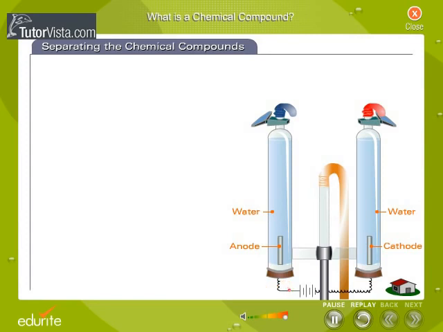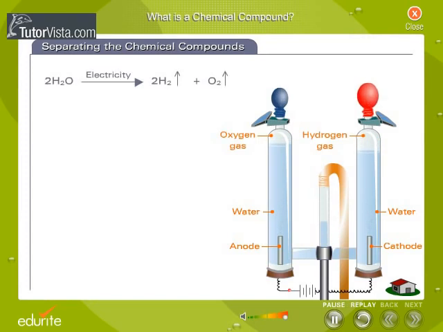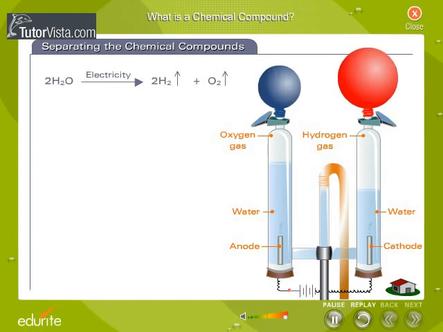When an electric current passes through 2 tubes full of water, it breaks the tight bonds between the hydrogen and oxygen atoms in each water molecule. Oxygen atoms bubble up to fill the blue balloon, while hydrogen atoms fill up the red balloon. There are 2 hydrogen atoms for every atom of oxygen in a water molecule, H2O. Therefore, the red balloon fills up faster.